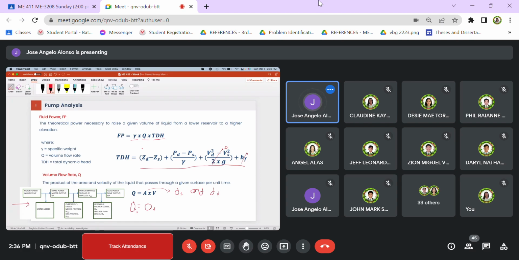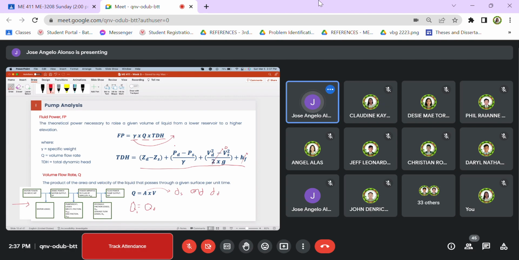How about the specific weight? Paano natin kino-compute sa specific weight? Anyone? Paano kino-compute again si specific weight? Density times gravity. Clear ba yung ano ko? Yung pagsasalita ko, naririnig nyo naman ng ayos. Yes po, sir.